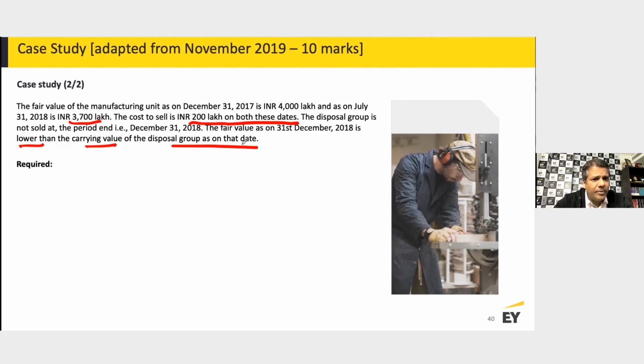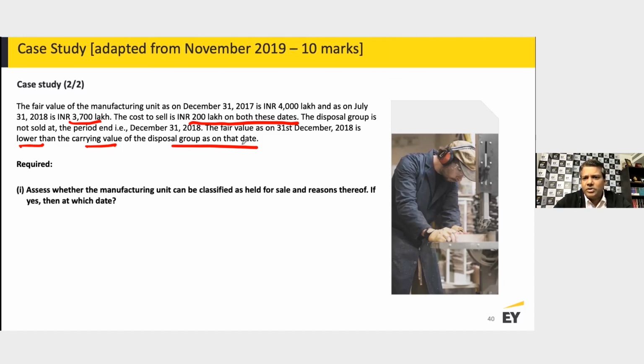So on July 31st, the fair value was 3,700 and the cost to sell is 200 on both these dates. The disposal group is not sold at the period end, that is December 31st, 2018. The fair value as on 31st December is lower.